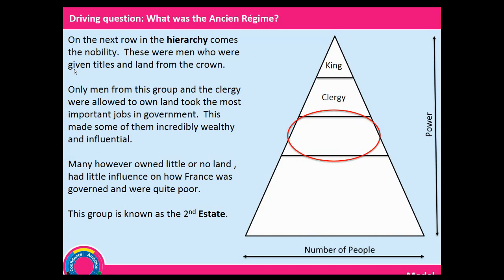Many, however, owned little or no land, had little influence on how France was governed, and were quite poor. This group is known as the second estate.